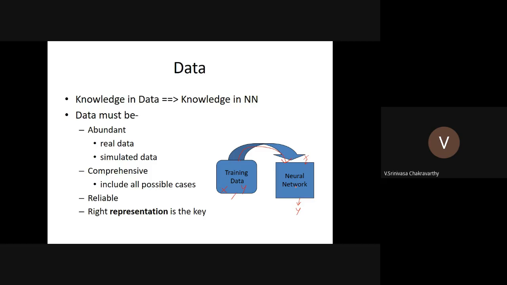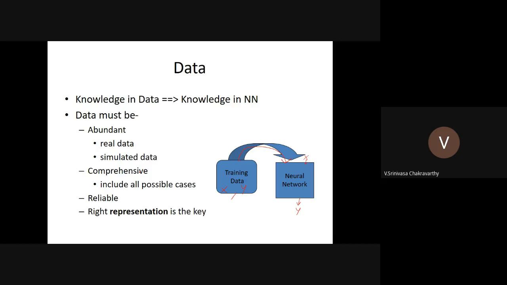Therefore, a neural network is only as good as the data with which it is trained. If you want to come up with an effective model, you need an effective, comprehensive data set to train the network. The data must be abundant. Ideally it should be real data, but usually it's hard to get enough real data. So very often people combine some real data with simulated data. The simulated data is basically to increase the volume, and real data is to make it more reliable and close to reality.